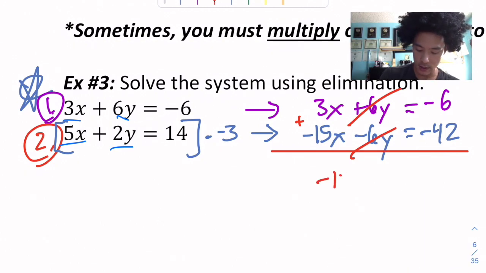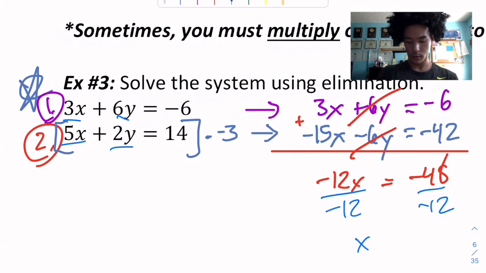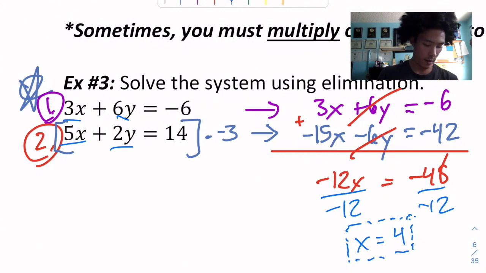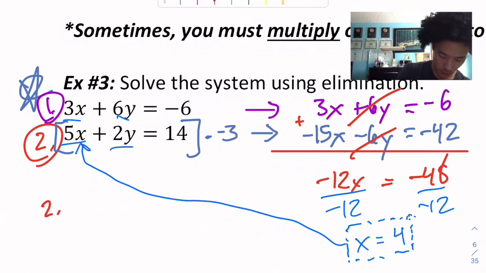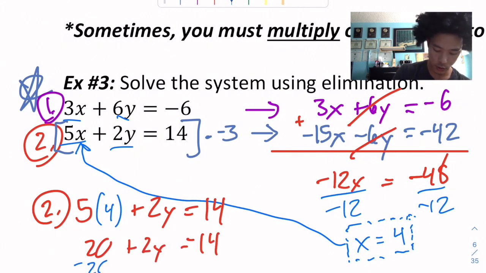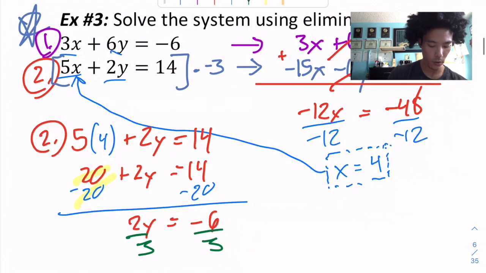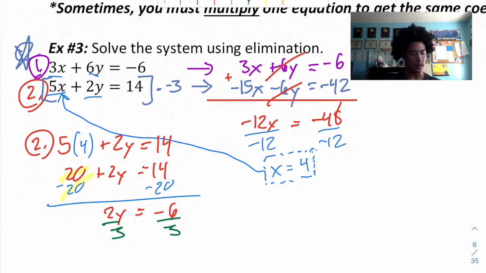So then 3x minus 15x is negative 12x equals negative 48. Divide both sides by negative 12. x equals positive 4. You guys should know what to do from here. Just plug it back in. Doesn't matter first or second. I'm just gonna do the first one since it's right here. 5 instead of the x, I'm doing 4. 20 plus 2y equals 14. Subtract the 20. These would cancel. 2y equals negative 6. So if I'm going fast, just slow it down for yourself. We're trying to be quick at math. We're trying to be a human calculator.